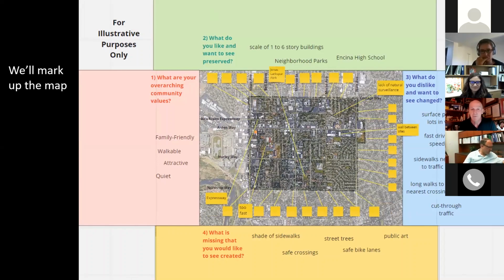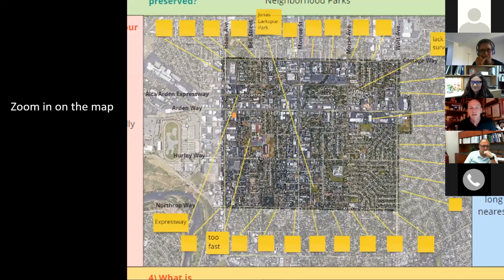Now, I just made this up. This has nothing to do with your neighborhood. So people like the parks, they don't like the fast driving, they don't like the sidewalks next to traffic. What's missing is shade and street trees, and they'd like to create safe crossings. And on the left, their values: it's family friendly, it's walkable, it's attractive, and it's quiet. So we'll just fill it in something like that.